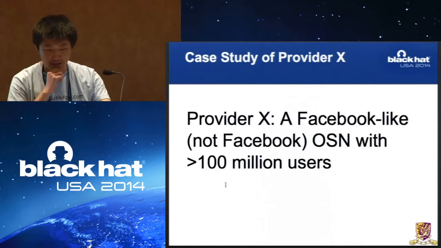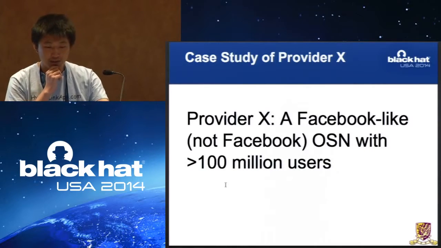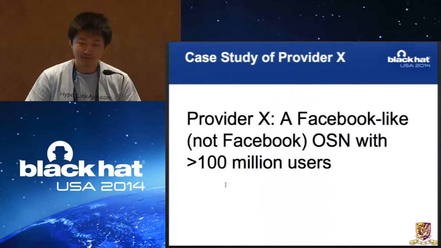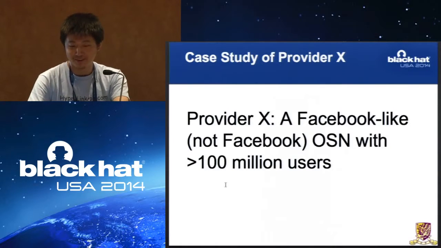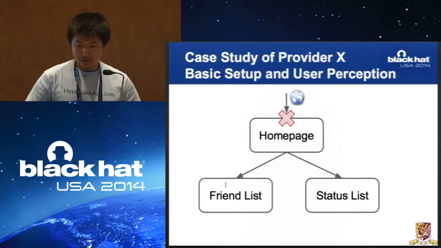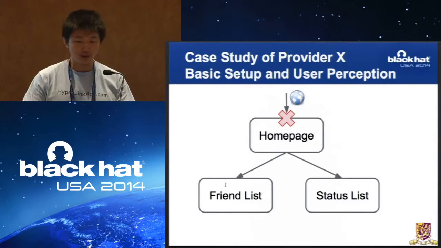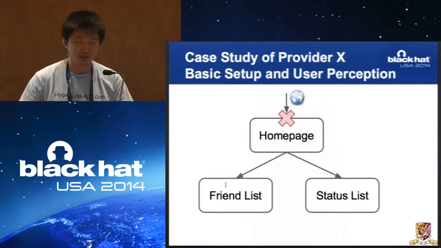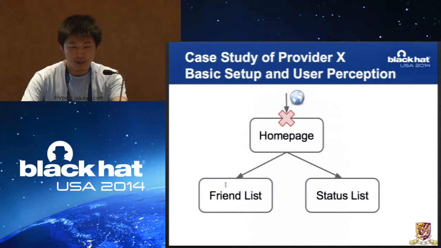Here we show you one case, that is provider X. It is a Facebook-like online social network, but it's not Facebook, with more than 100 million users, a very big one. And the setup of provider X is like this. For every user, it has the homepage, has the friend list, and has the status list. Of course, there are more data objects, but for simplicity, we only show the 2.